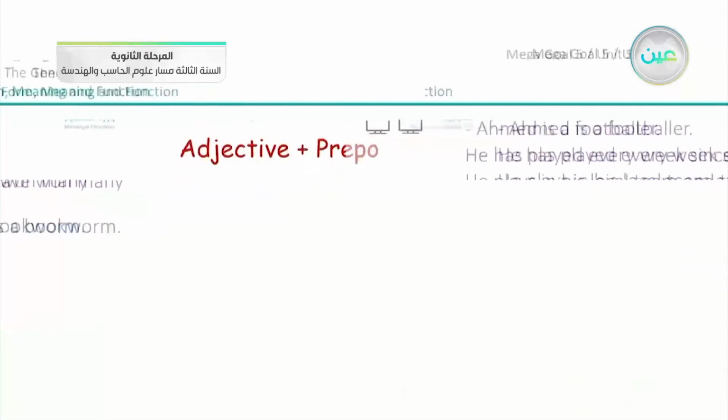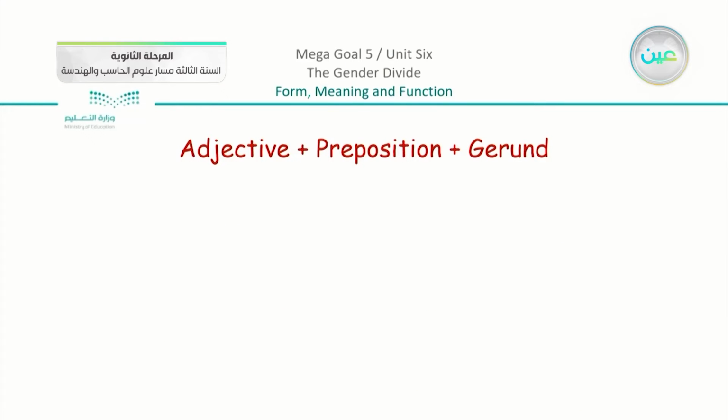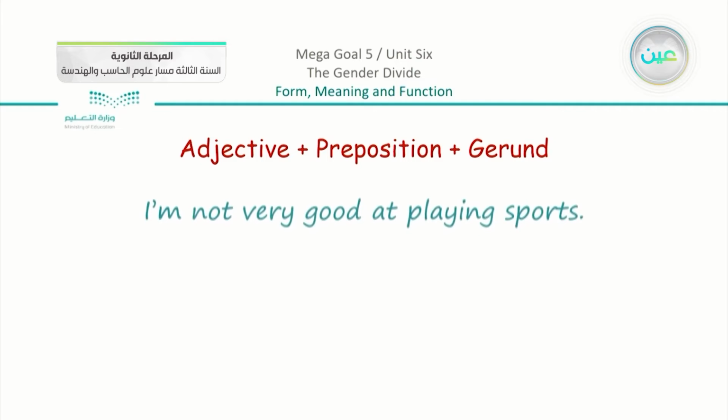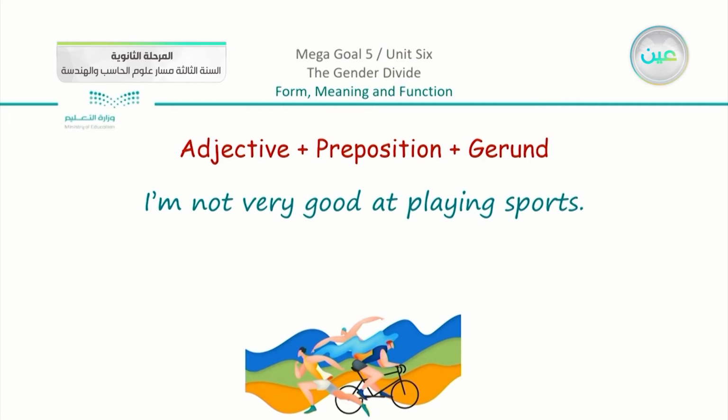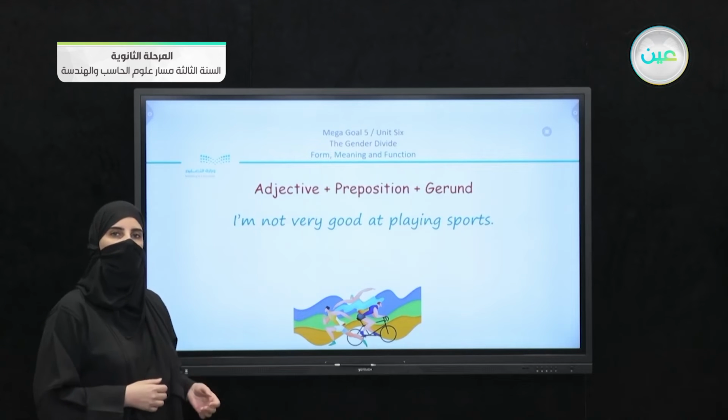Now you can apply the same idea. There is also another form that you can apply. Now, since you are going to talk about your personal activities and hobbies, you can use the form adjective plus preposition plus gerund. Now, for example, we have here, I'm not very good at playing sports. You can see that we have here good is the adjective, at is the preposition, and we have here playing is the gerund. So don't forget that the gerund is actually a verb, but it functions as a noun.